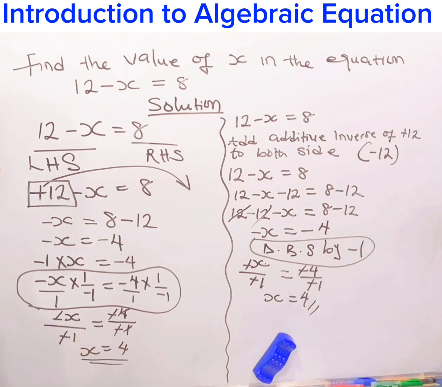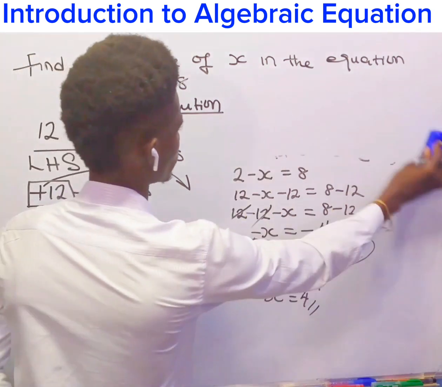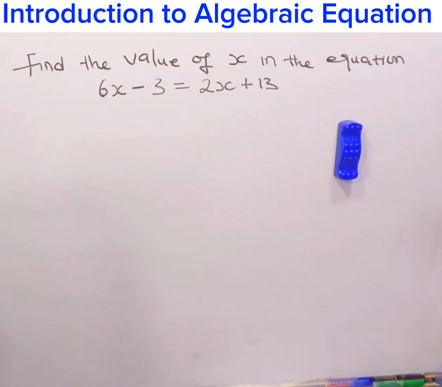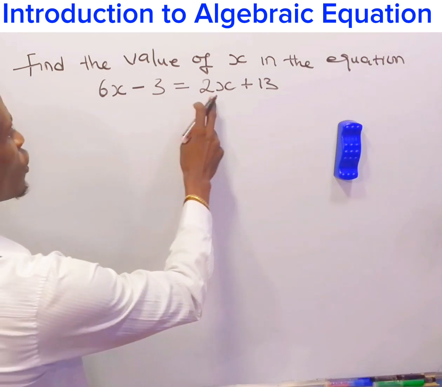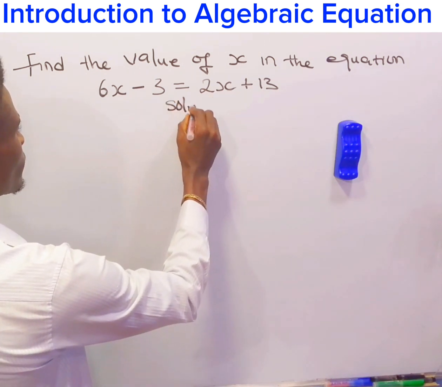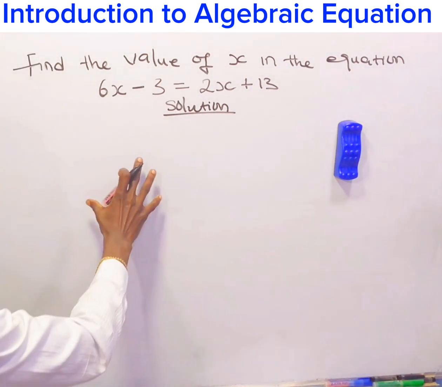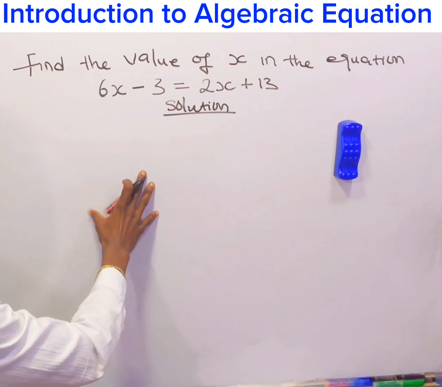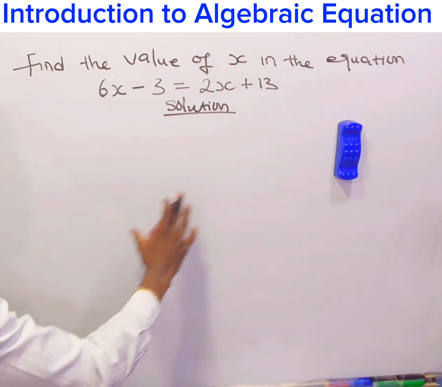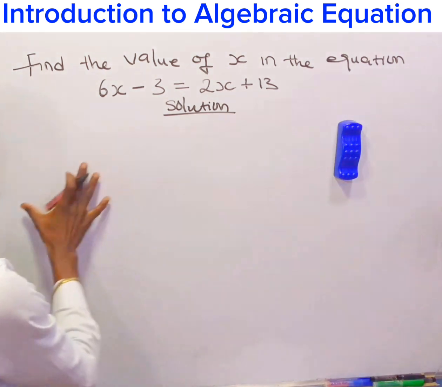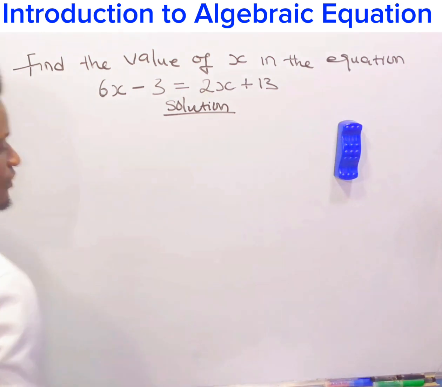So let's check another example. We have another question. Find the value of x in the equation 6x minus 3 equal to 2x plus 13. We'll also use two methods. The first method we'll be employing will be collecting like terms, and the second method will be using the additive inverse.